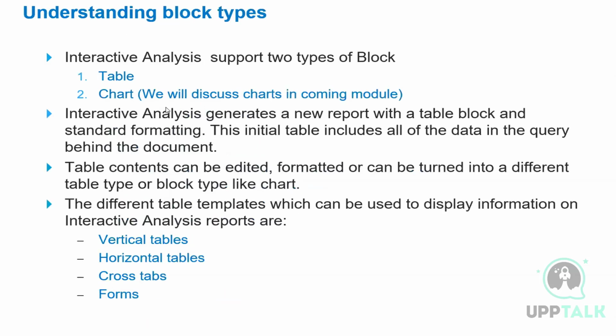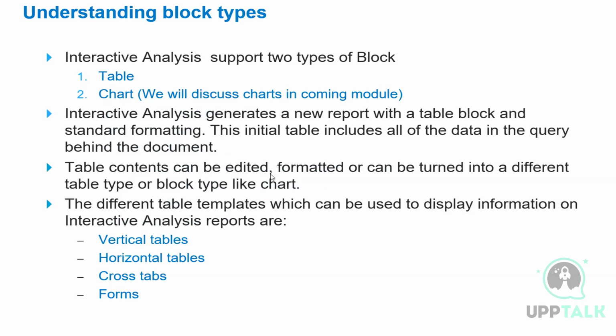So these are the block types we have. It supports 2 types of block. One is a table and the other is a chart. These charts we will discuss in the next module. Interactive analysis generates a new report with a table block and standard formatting. Whenever we create some report, whenever we pull some objects in the query panel, by default, it will show us in the form of a table.